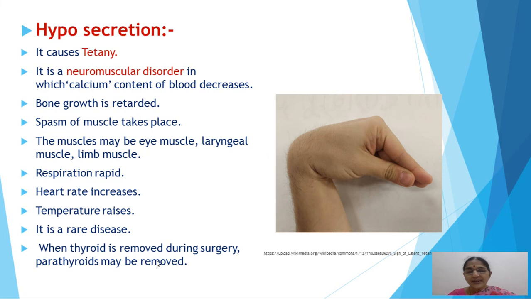When thyroid is removed during surgery, it is called thyroidectomy. So when thyroid is removed during surgery, parathyroids may also be removed unknowingly. So this is the condition affected by tetany.